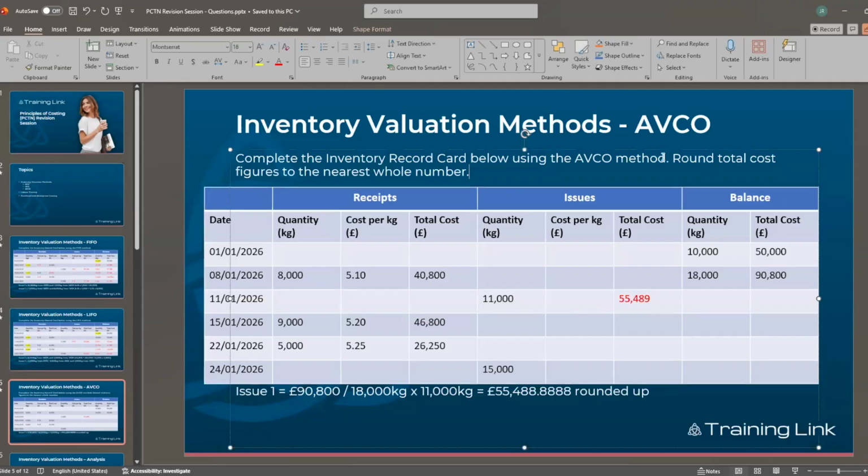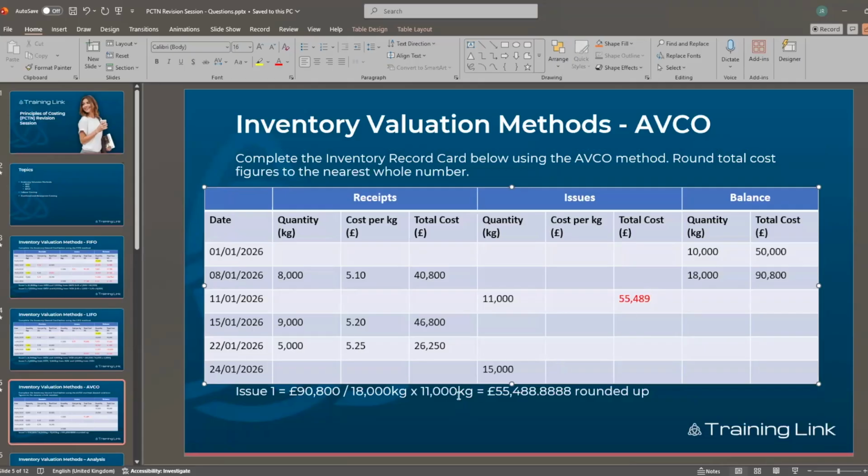Okay, so that would give us 55,489. Just usually what happens with Avco and generally with the other ones as well, you usually end up rounding the total cost to the nearest whole number rather than putting in the pence. But if you're given any other instructions on how to show those figures, then you'll be given that in the scenario. In this case, we're just going to round these to the nearest whole number.